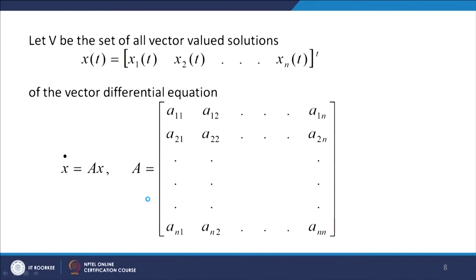Now, let B be the set of all vector valued solutions x(t) equals (x1(t), x2(t), ..., xn(t)) transpose. This is a row vector, and when we take the transpose, it becomes a column vector. So x(t) is a solution of the equation x dot equals Ax, and B is the set of all such vector valued solutions of the equation x dot equals Ax, where A is this n by n matrix vector differential equation.